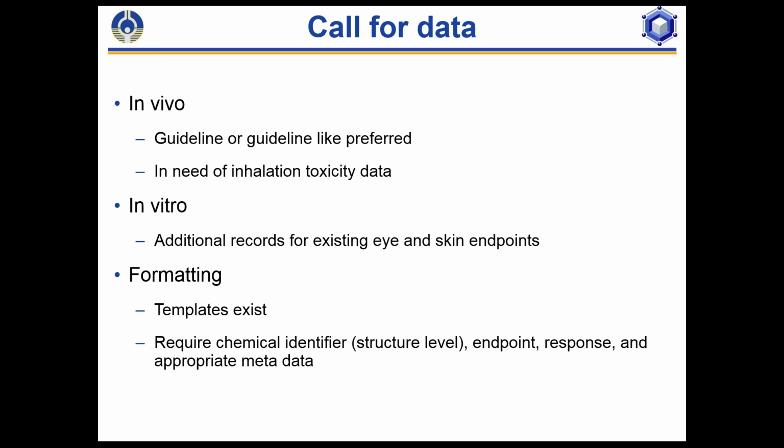When it comes to formatting, because that's always the question that I get asked, we do have some templates for the types of endpoints that we're interested in, but when it comes down to it, I'm really looking for some kind of chemical identifier at the structure level, ideally, but CAS is fine. The endpoint that you're measuring, the response, and then any metadata that's appropriate for that particular assay.